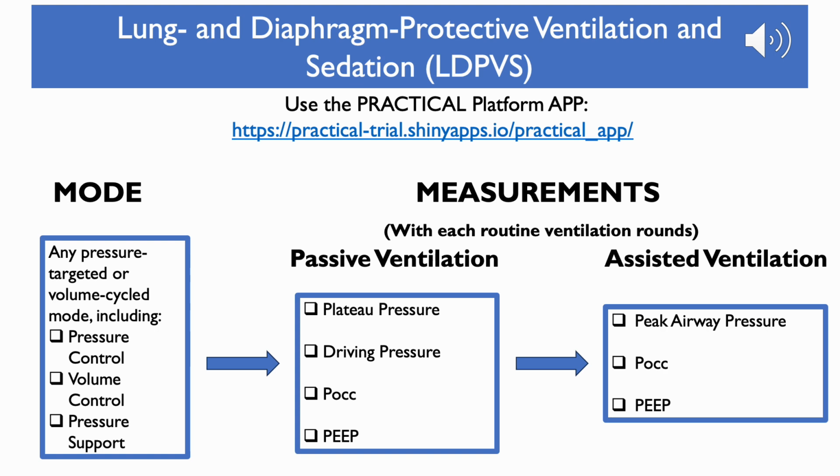Note that during controlled ventilation, if the expiratory occlusion to measure POC is prolonged for several seconds, the patient may begin to make a delayed effort. In this situation, the POC is still 0, but it indicates that the patient may be ready to transition to assisted ventilation. When the patient is in assisted ventilation, we monitor the lung distending pressure and respiratory effort by measuring peak airway pressure, POC, and PEEP at each routine ventilation assessment.